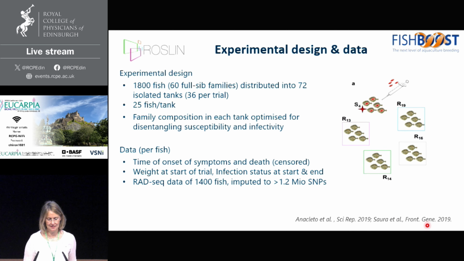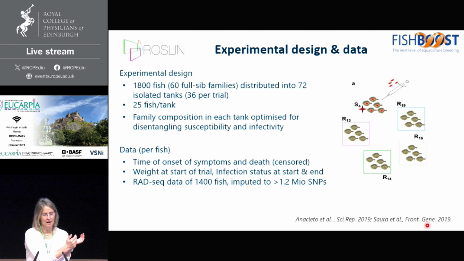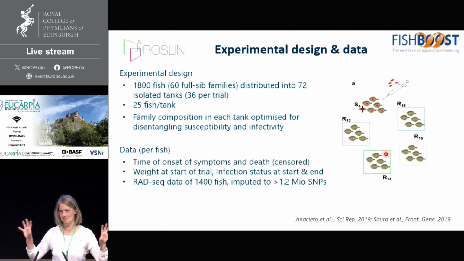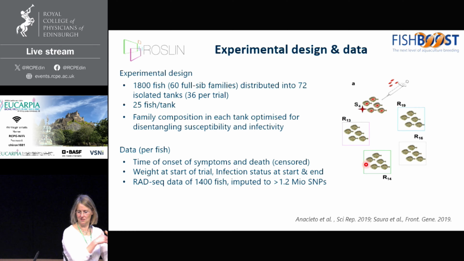The experimental design was set out. We had 1,800 fish, so not very big, distributed into 72 isolated tanks, so 72 different epidemics. In each tank we had some inoculated shedder fish and some non-inoculated cohabitant fish. They came from different families, but the family combination in all of these tanks was matched so that we could disentangle susceptibility from infectivity. All we recorded was when the fish developed blisters and when they died.